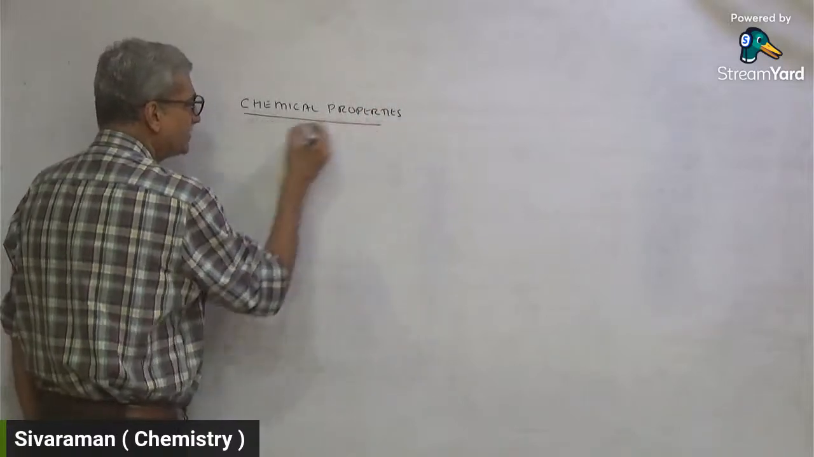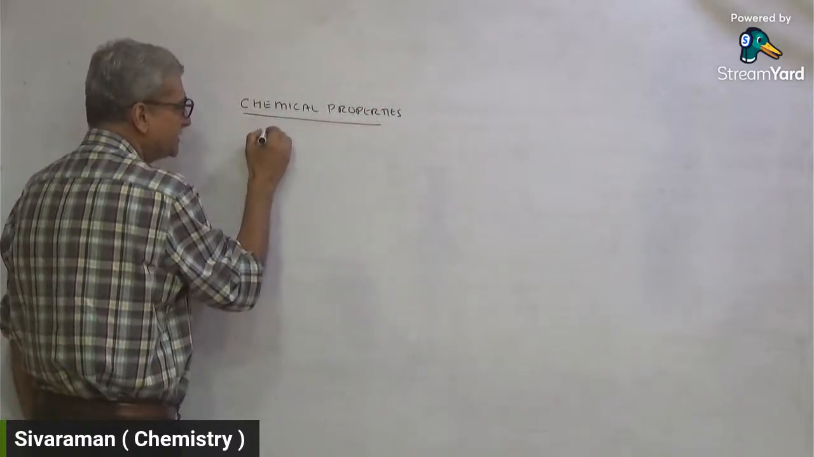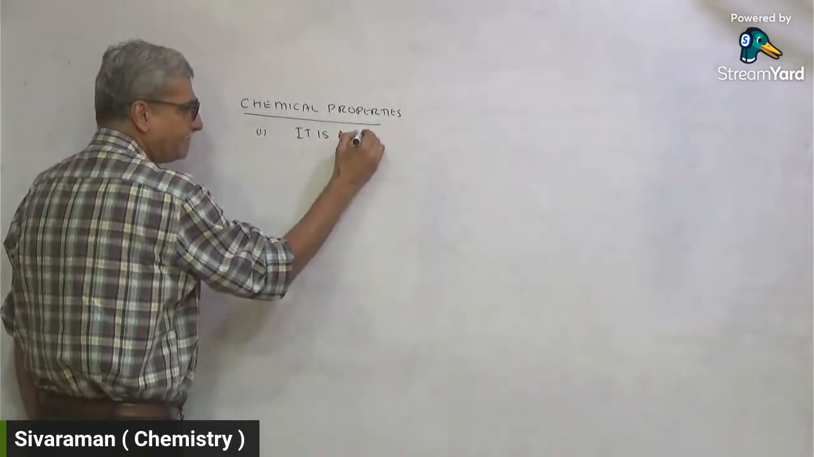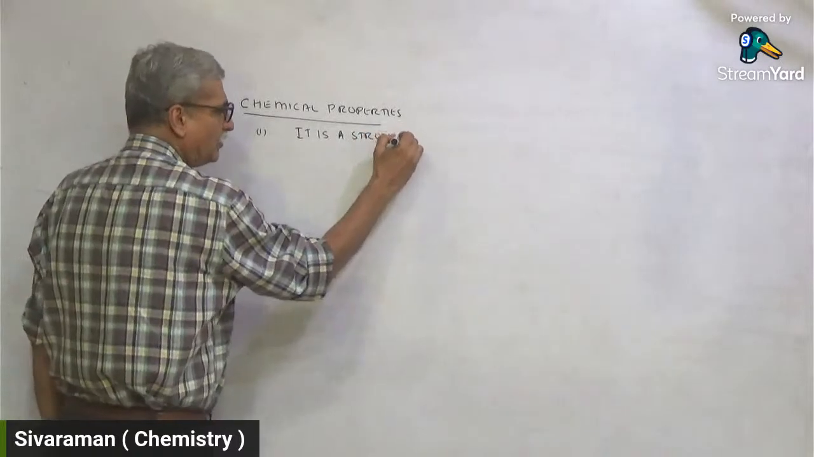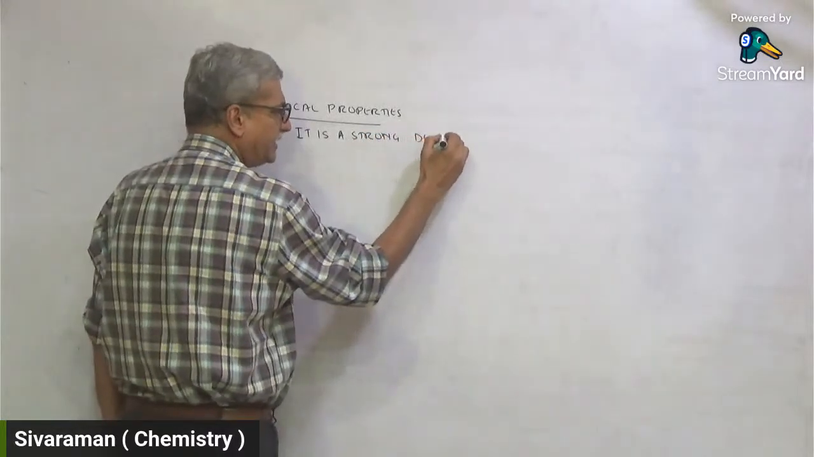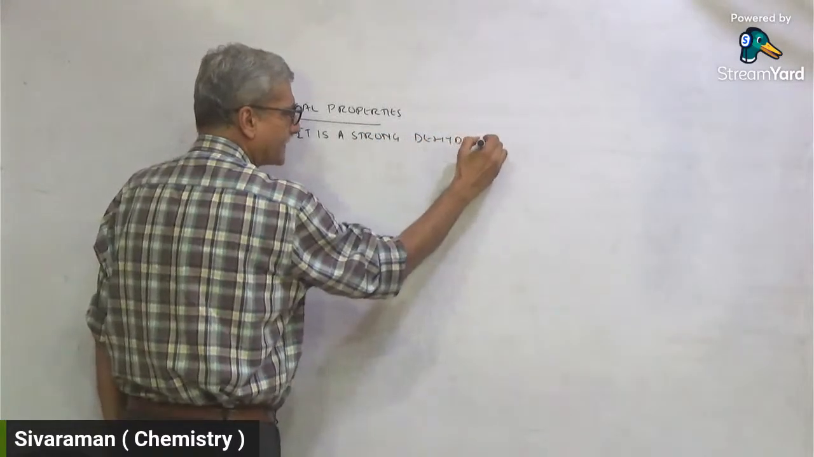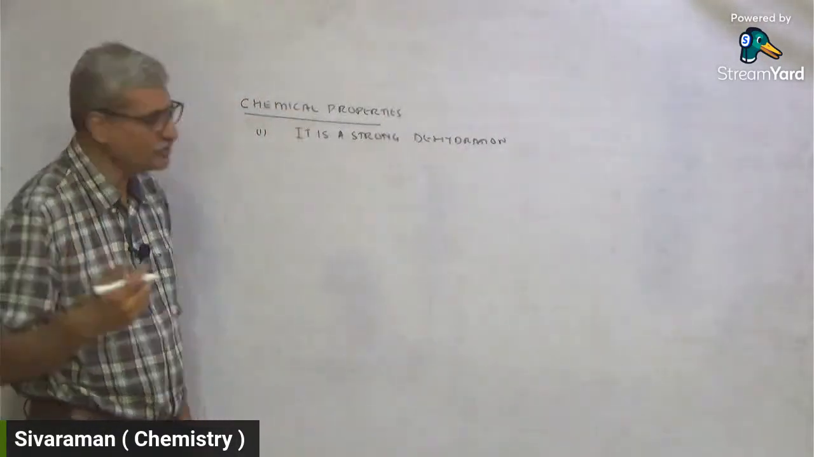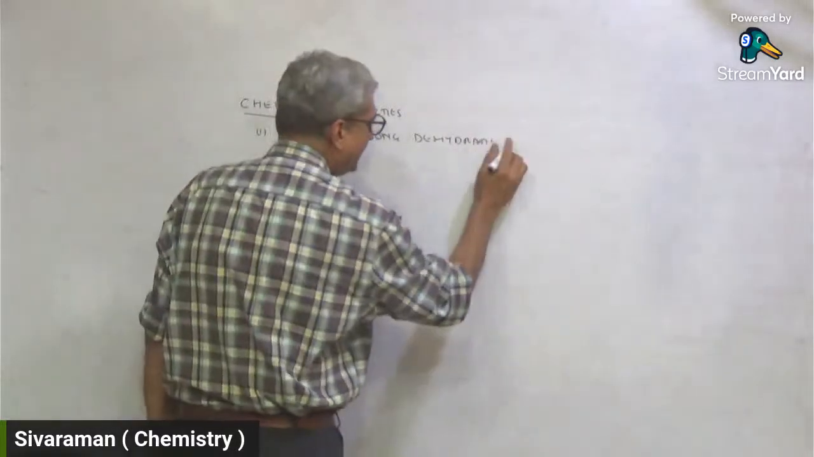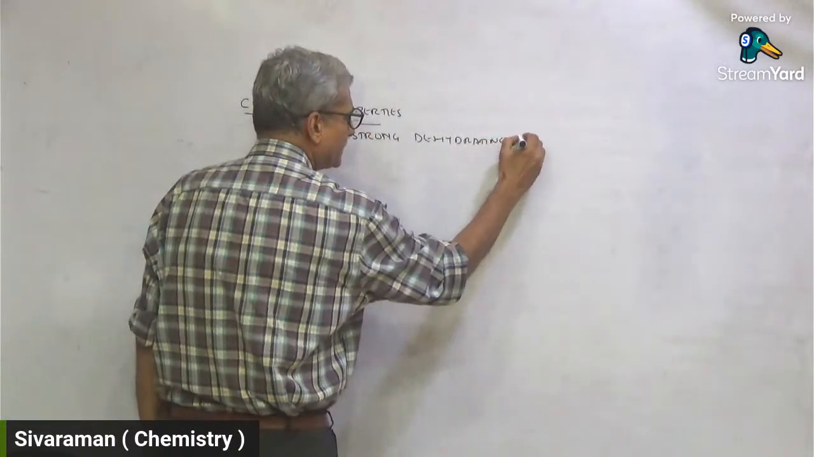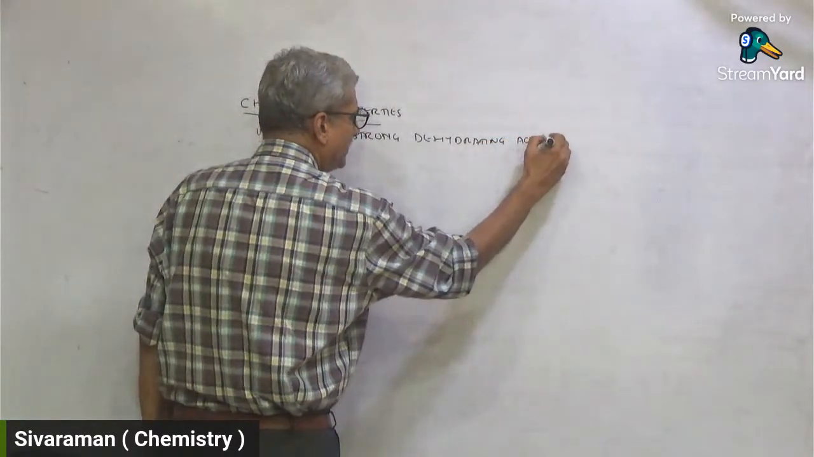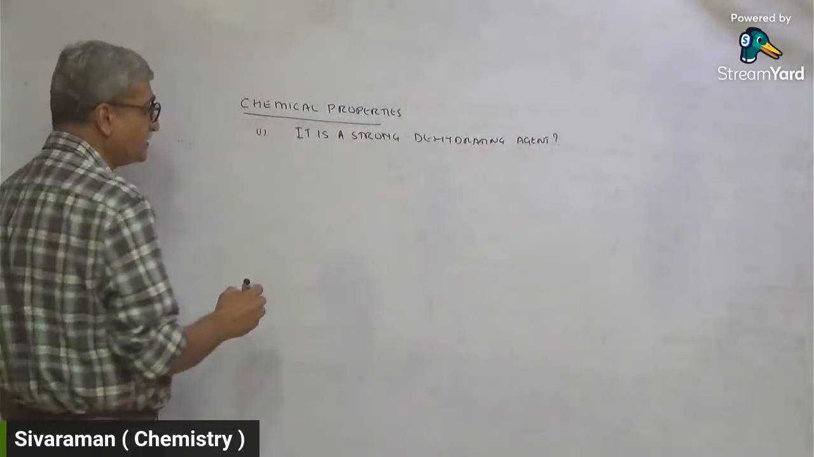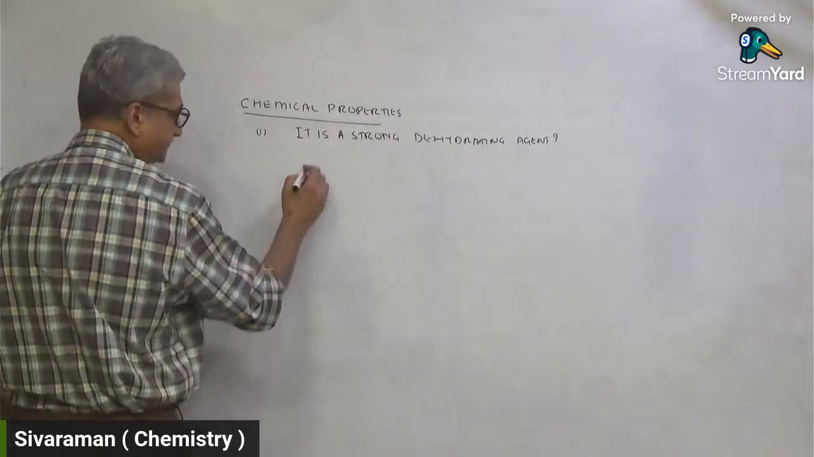the first property is that it is a strong dehydrating agent. De means removal, hydra means water. It removes water. It's a strong dehydrating agent. Is this point clear? An example you can take is formic acid.